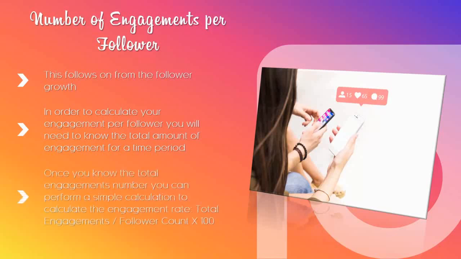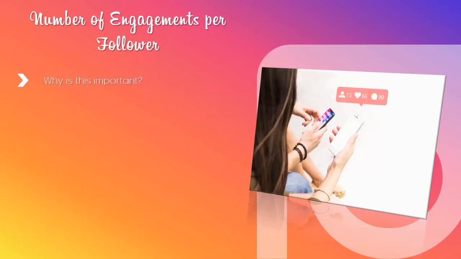Once you know the total engagements number, you can perform a simple calculation to calculate the engagement rate. Total engagements divided by follower count times 100. This is the total engagements divided by the follower count times by 100 to give you a percentage figure. You will need to perform this calculation over a period of time to see whether your engagement per follower is improving or not. You can measure this for a specific post or ad as well.